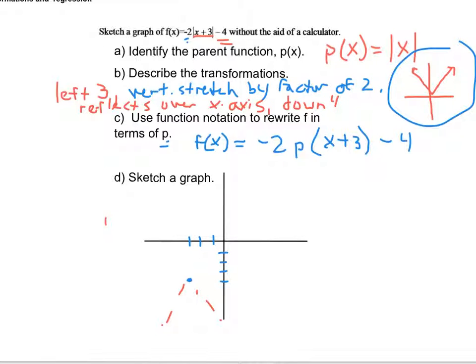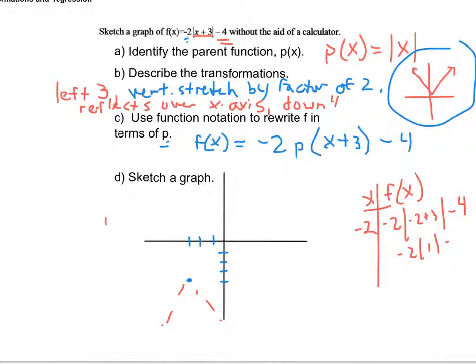So in order to tell this stretch by a factor of 2, I'm actually going to very quickly fill in a value. So if I took x and f of x, and I filled in like negative 2, a non-vertex value, I'd have negative 2 times the absolute value of negative 2 plus 3, minus 4, and I get negative 2 times the absolute value of 1. That's negative 2 times 1, which is negative 2, minus 4 is negative 6. So I fill in negative 2, I get negative 6.